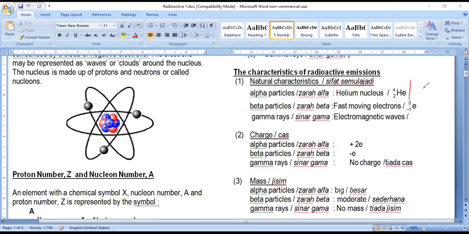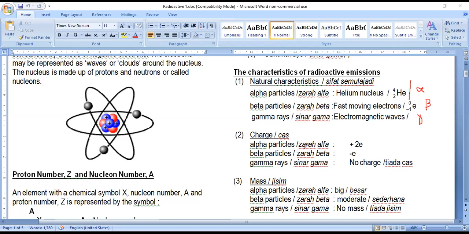Okay, for 4 2 helium, this is the symbol for the alpha particle, like A, alpha. So for alpha, you can use the symbol 4 2 helium. Now, beta is a fast moving electron, so it can be 0, -1 electron, or the symbol is B, beta. And then gamma is a wave. So gamma has no proton number and no neutron number, so gamma will be this symbol.